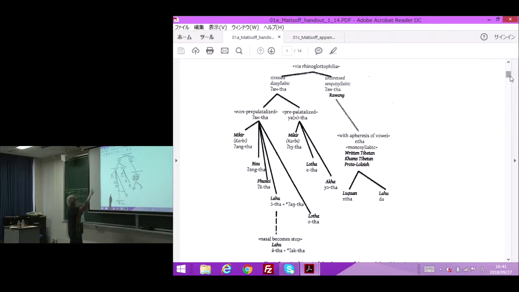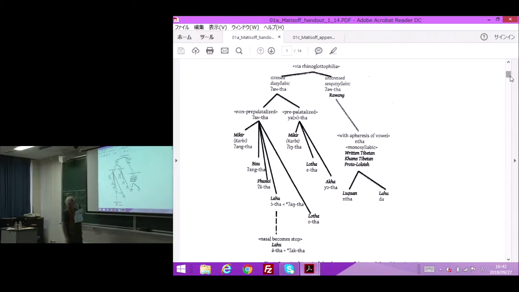Okay. There are further wrinkles. Some languages have a pre-palatalized variant. So Mikir, Lota, Aka seem to have a Y element or a Yod element before the prefix. Other languages go further and drop the vowel altogether, so you just have pre-nasalized initials, or in the case of Lahu, the Lahu voice series comes from an original pre-nasalized series. So you get all the way from disyllabic things like ang-ta to things like da or n-ta.